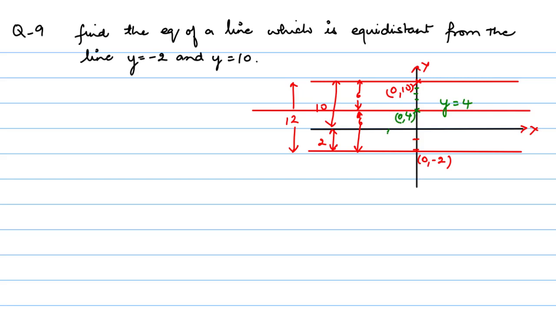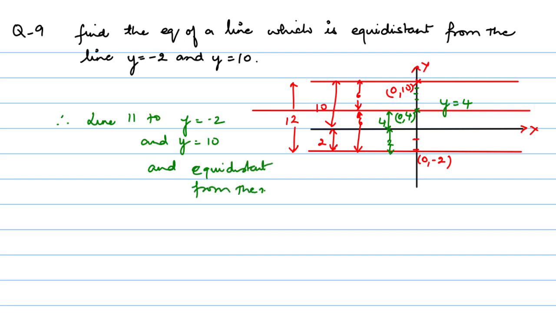Therefore, this line is passing through a point whose y coordinate is 4. Therefore, its equation is y is equal to 4. Obviously, this is 2 units, and how many units do we have to move above? 4 units. We will land up at (0, 4). Therefore, the equation of this line is y is equal to 4. Therefore, a line parallel to y is equal to -2 and y is equal to 10 and equidistant from them will have the equation y is equal to 4. I hope you have understood the concept.